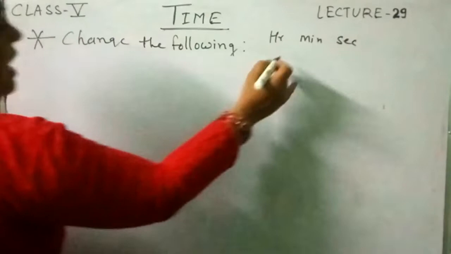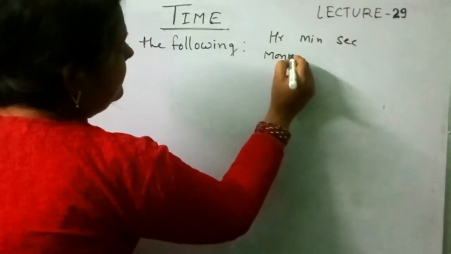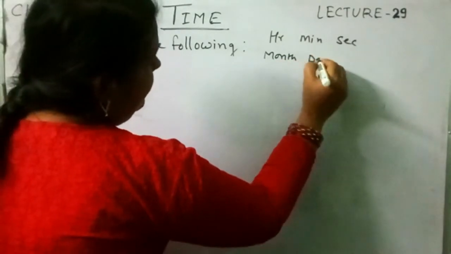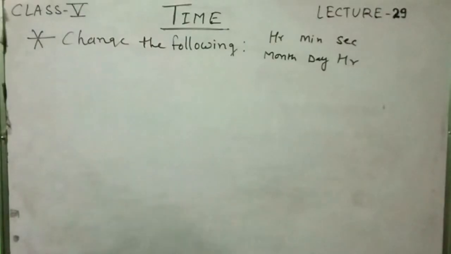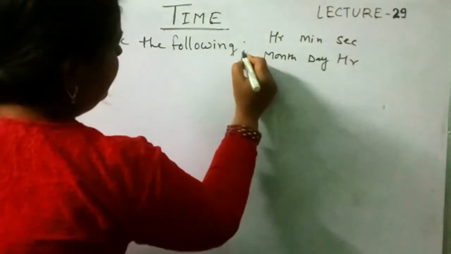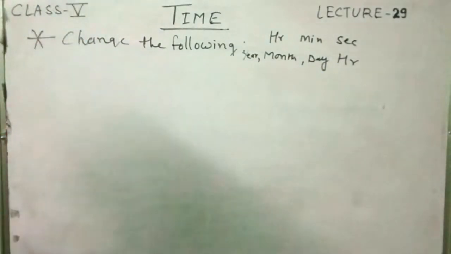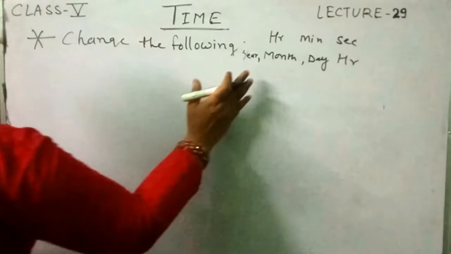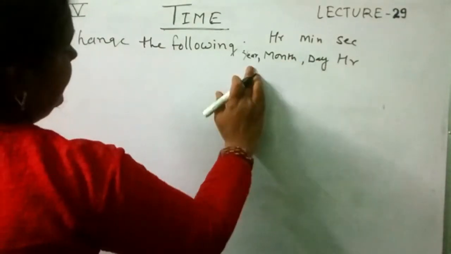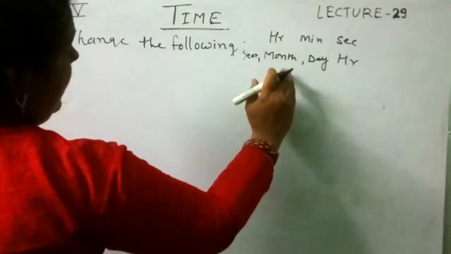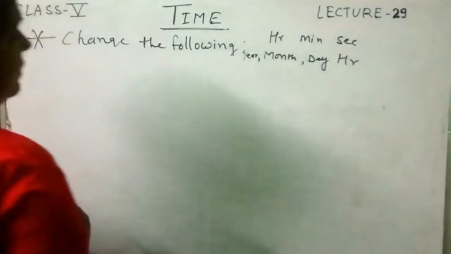That is the hour, minute, second. Same way you write month, then day and then hour. Month, day, hour. And here you can write year also. Year, month, day and hour. That is the decreasing order I have written here. Year, month, day, hour. 1 year, 12 months, 1 month, 30 or 31 days, 1 day, 24 hours.